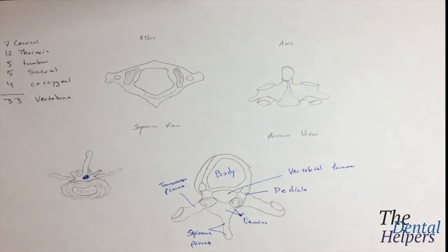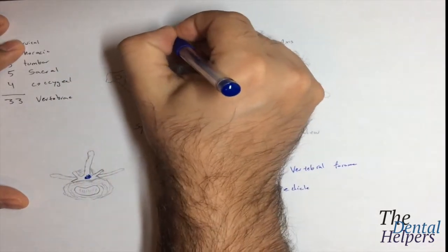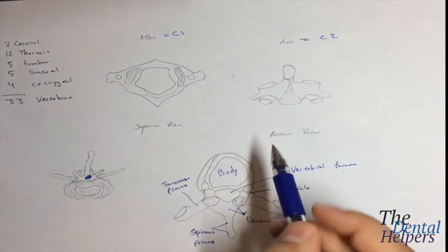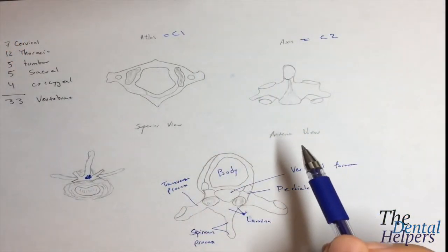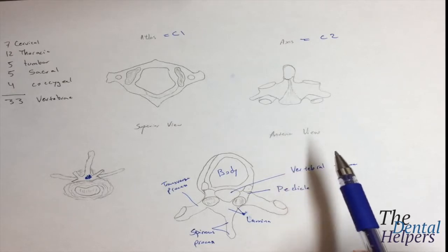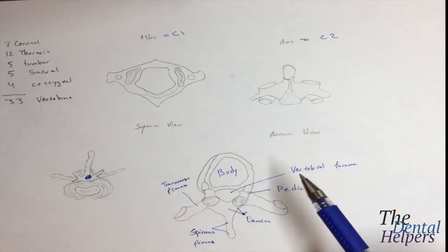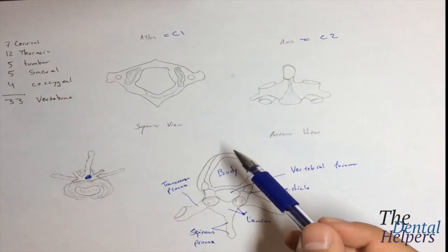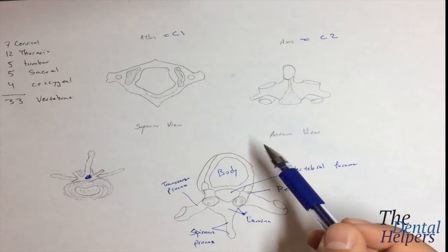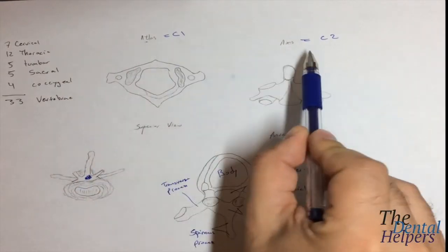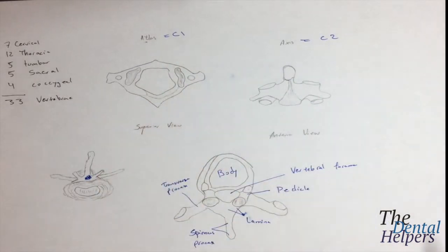So we're going to actually go into the atlas and axis, which is C1 and C2. So the way I remember that the atlas is C1 is, if you think in terms of the alphabet, T comes before X. So atlas would be the first, because T comes before X. So since T alphabetically comes before X, it's C1.